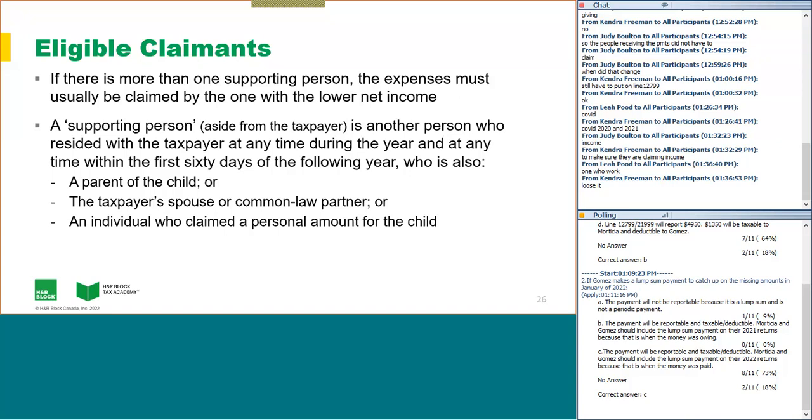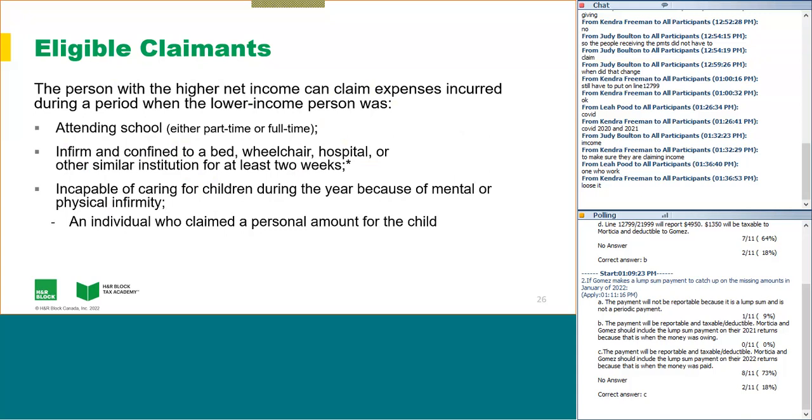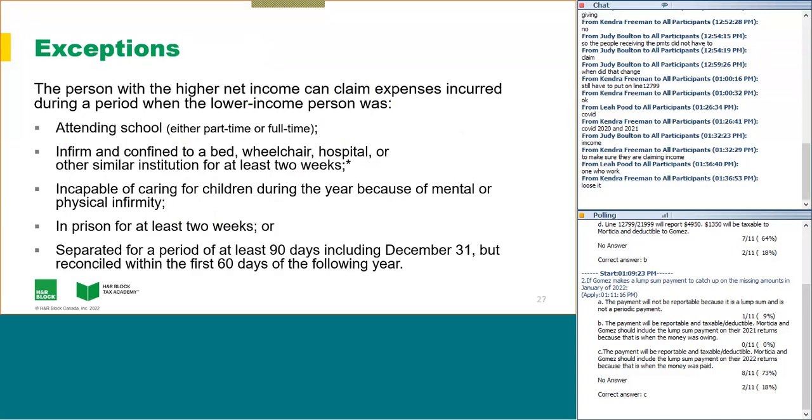Okay? And then a supporting person. We've talked about how supporting person has lots of definitions. Who is a supporting person? Who can claim child care for a child? They are another person who resides with the taxpayer at any time during the year and at any time within the first 60 days of the next year, who is also a parent of the child, or the taxpayer's spouse or common law partner, or any individual who claimed the personal amount for the child. So if any of those categories apply, then that person, if they're the lower income person, can claim the child care expense.